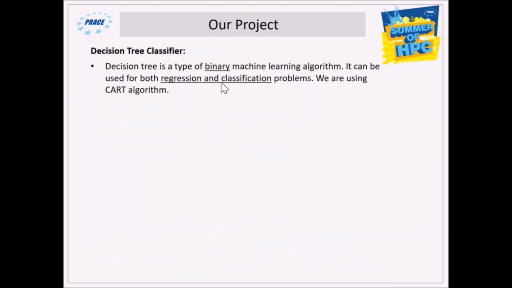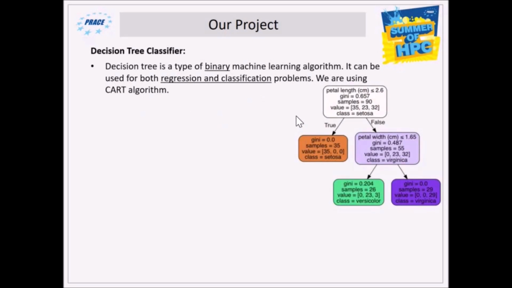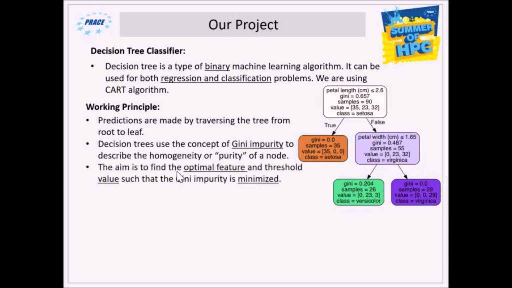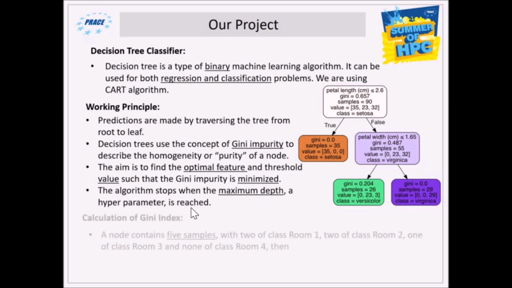In our project, we are working on the decision tree classifier, a type of machine learning algorithm. Decision tree is a binary algorithm used for both regression and classification problems. We are using the CART type of decision tree. In this algorithm, predictions are made as we move from the root to the leaves of the tree. Each node is assigned a Gini impurity, which describes the purity of the node. The aim is to find the optimal distribution feature and a threshold value such that Gini impurity is minimized. The algorithm stops when the maximum depth is reached. Here you can see as we move down to the leaves, Gini impurity decreases.